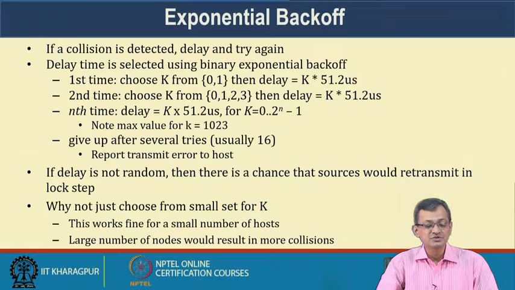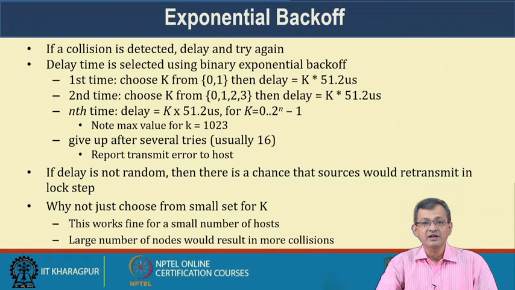So, the first time choose k, how much time you will delay? K from 0, 1, then delay for k times 51.2. The second time choose k from 0, 1, 2, 3; the nth time k from 0 to 2 to the power n minus 1. The maximum value of k will be 1023. This we have seen also, right.